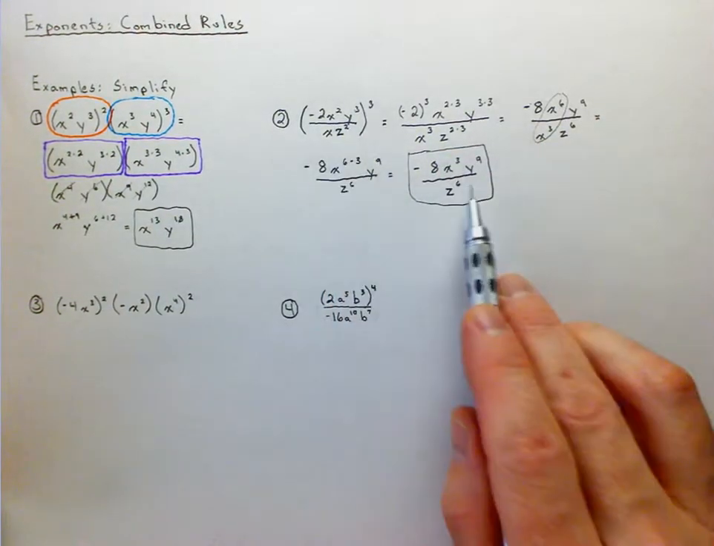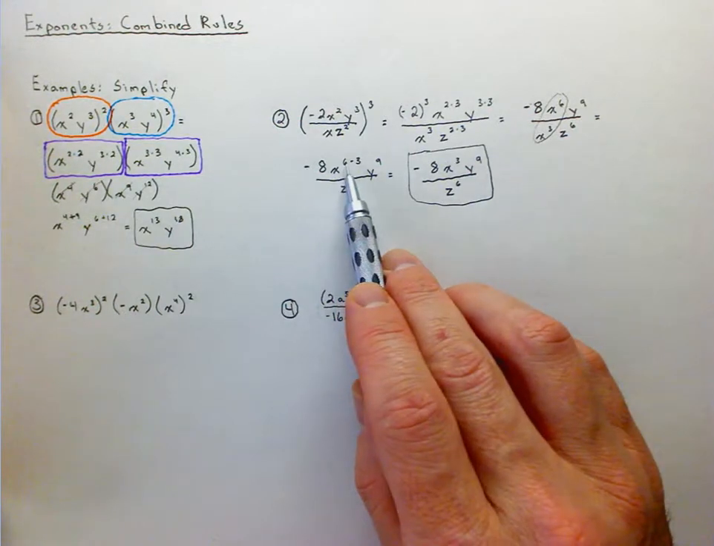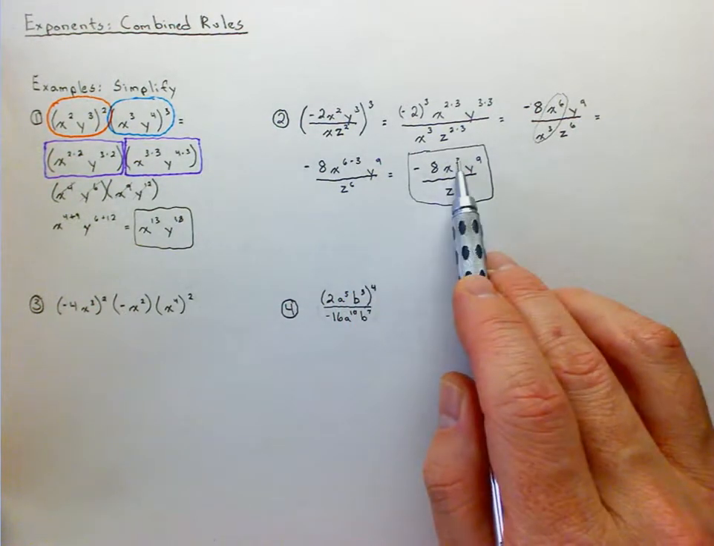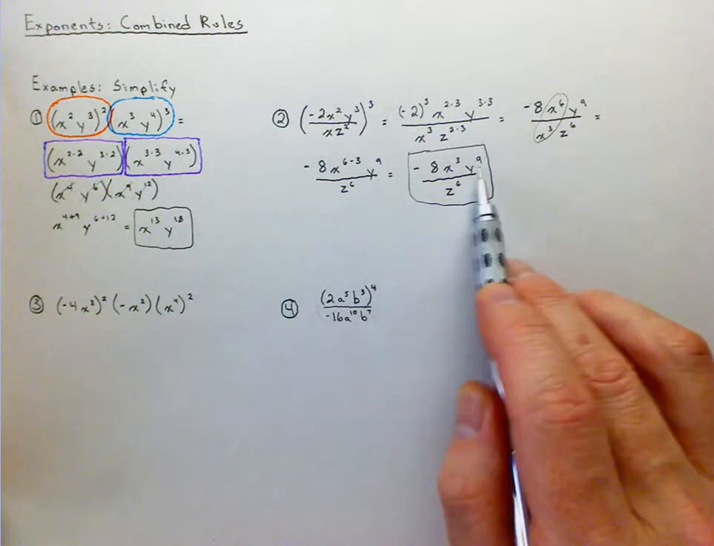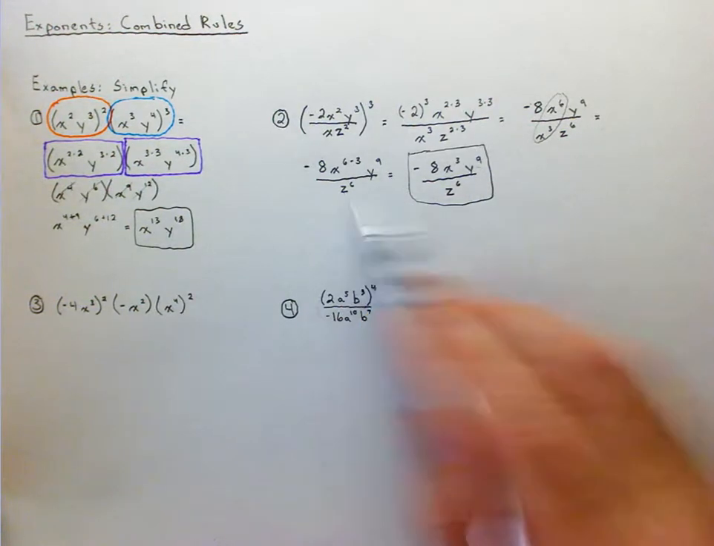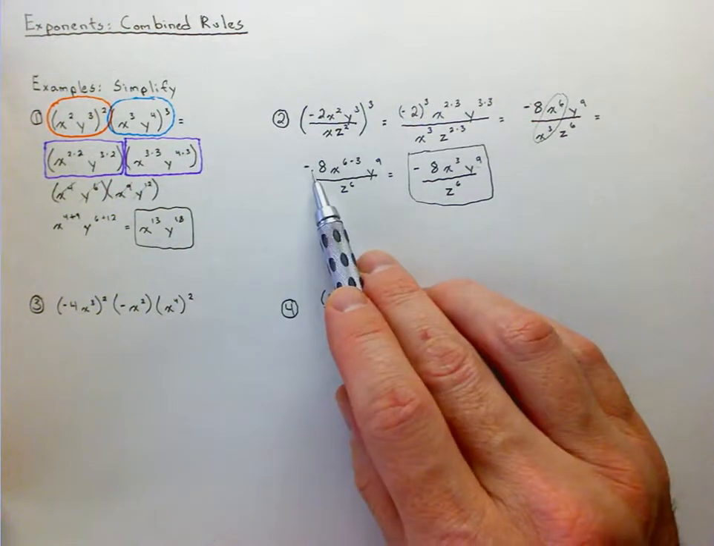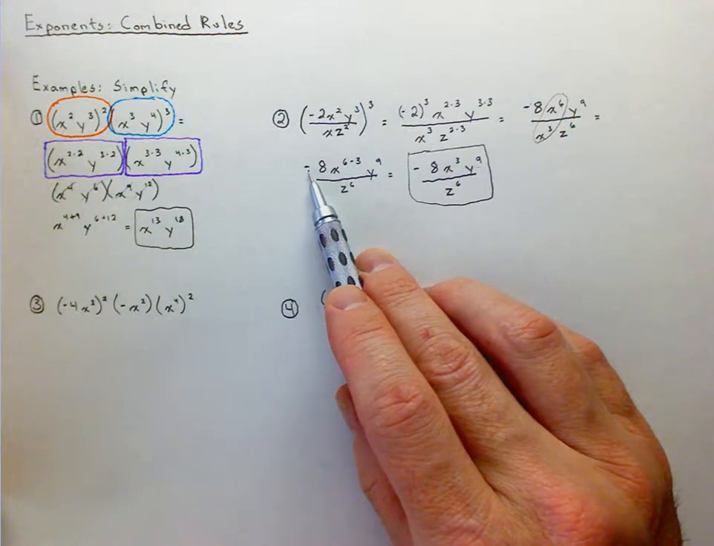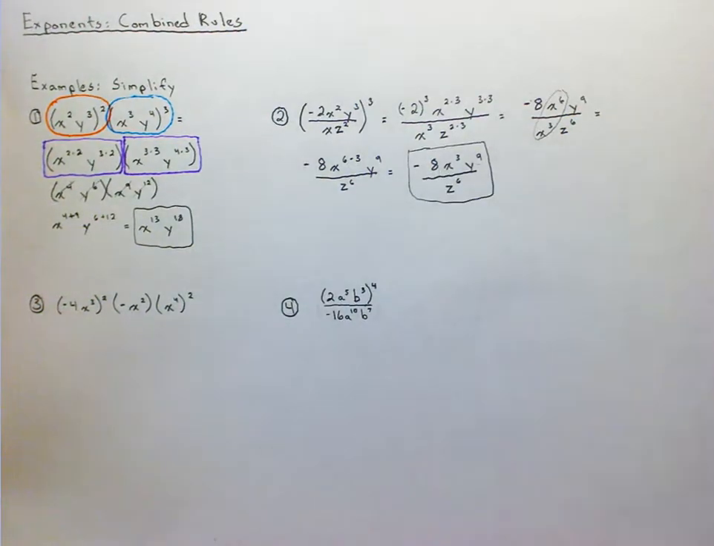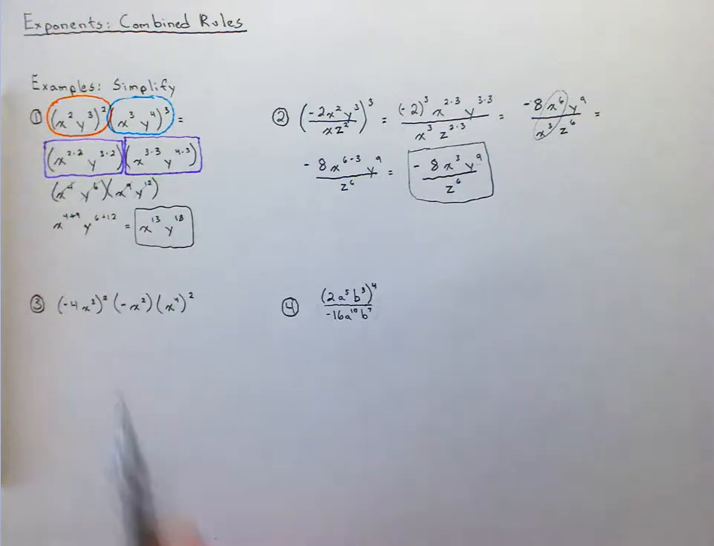From this to this, because x to the 6 minus 3 is x cubed. There's nothing I could do with y, so y to the ninth. There's nothing I could do with z, so z to the 6, and we had already simplified a negative 2 cubed to a negative 8. So I would like for you to pause the video and work the next two problems. And let's see if we get the same answer.